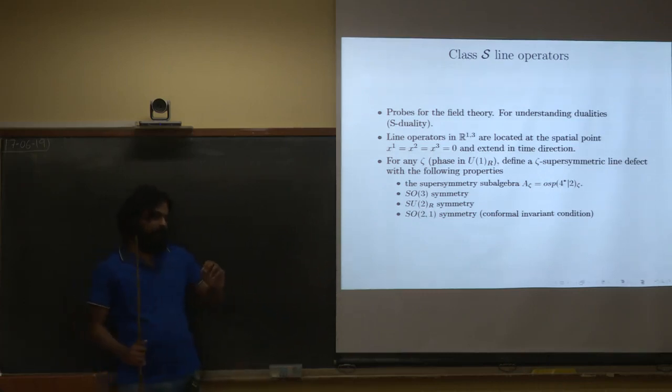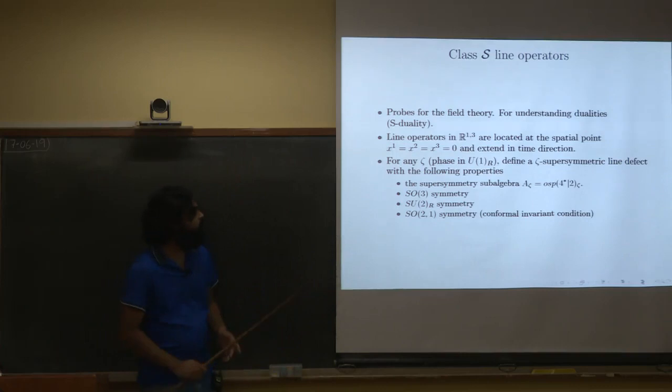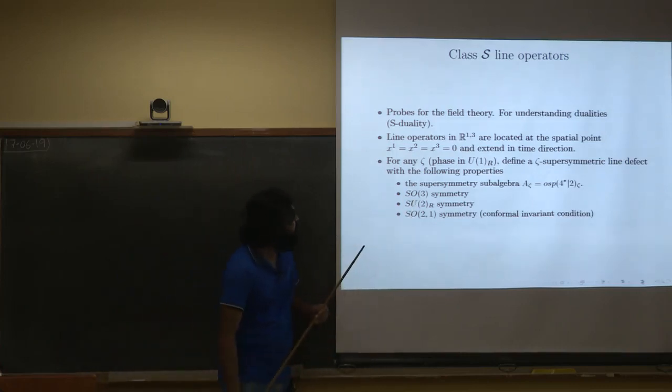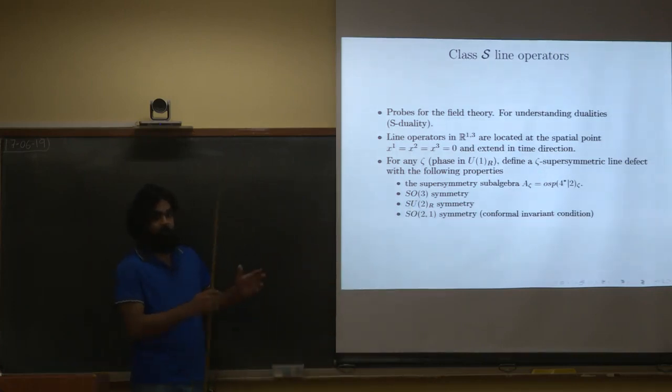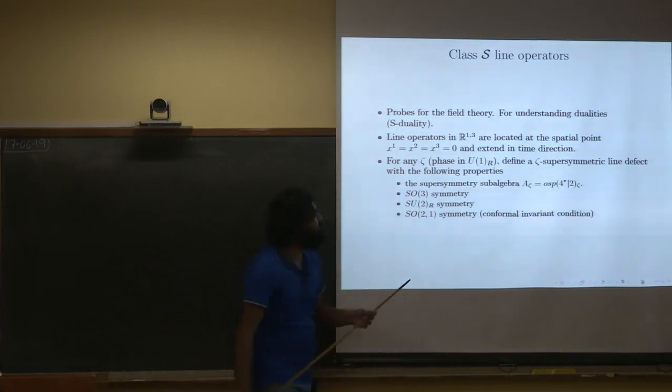So here it's nice to have a precise definition of what we mean by line operator or loop operator. A line operator is a point in the R3 space extended in the time direction. That's the simplest way to define that. But besides that, it also preserves a set of symmetries. First of all, because it's a point, it preserves the SO3 worth of symmetries about that point. Then it also has to preserve the SU2R symmetry of the original theory, which was there after performing the twist. And then it also preserves the SO2,1 symmetry. And finally, it preserves some supersymmetric algebra, which is characterized by this algebra over here.